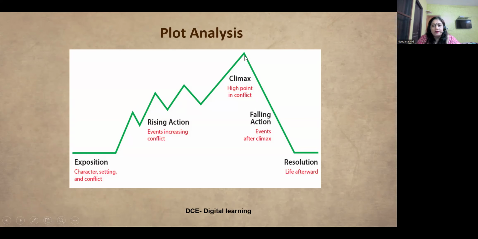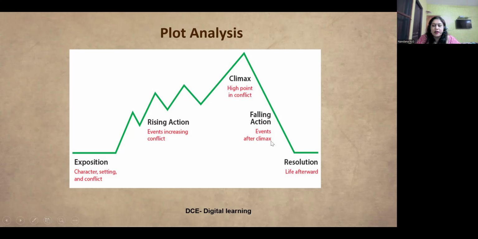After the climax, there is a falling action, that is the events that take place after the climax. And in the end, there is a resolution, or what happens afterward. So whatever happens from exposition to resolution is the story, if I have to put it that way. So let us see the entire story, Modern Millionaire, through these points. Please look at the picture once again. Exposition, rising action, climax, falling action, and resolution.